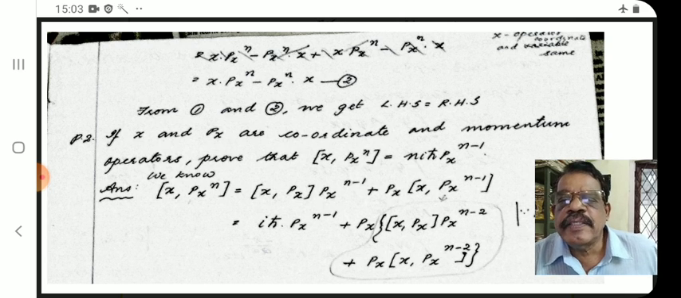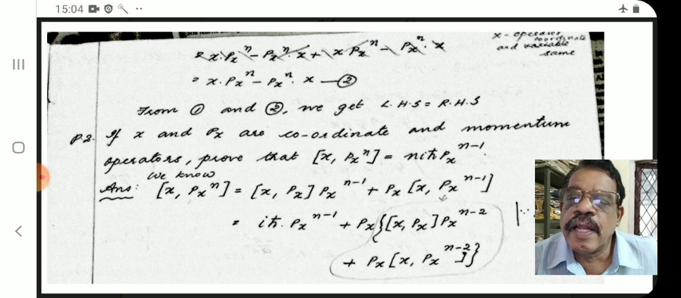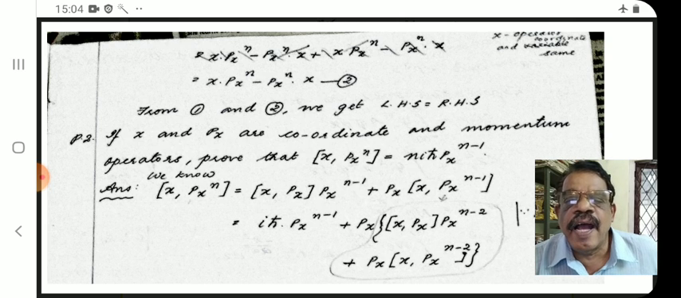And you know, the commutator [x, p] is iħ. That we have proved in our earlier class. So iħ into the bracket p^(n-1) plus p[x, p^(n-1)]. And from that we can take the term in the bracket, as in the case of the first problem.